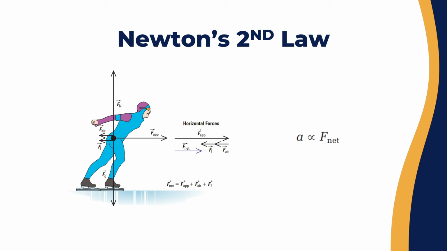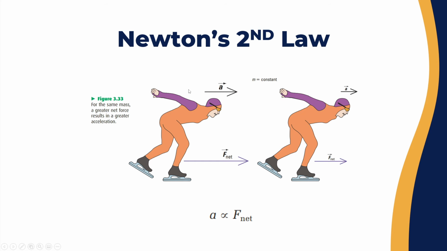When somebody pushes you slower, you will accelerate less. So for the same mass, greater net force will give you greater acceleration. If you push here with a bigger force for this body, while you push here with a smaller force, acceleration for smaller force would be less than acceleration for bigger force, assuming both of their masses are the same.